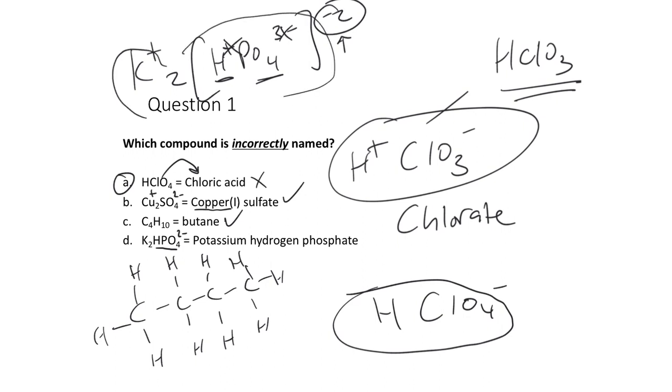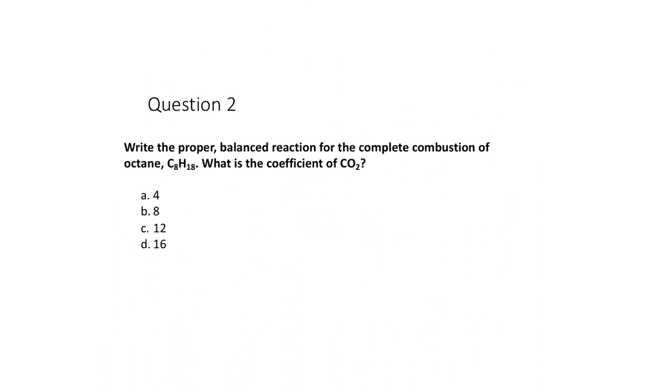K2HPO4 is indeed potassium hydrogen phosphate. So that's correctly named. So the right answer to number 1, the incorrectly named compound is HClO4, which is perchloric acid. Number 2, write the proper combustion reaction for the complete combustion of octane, C8H18.